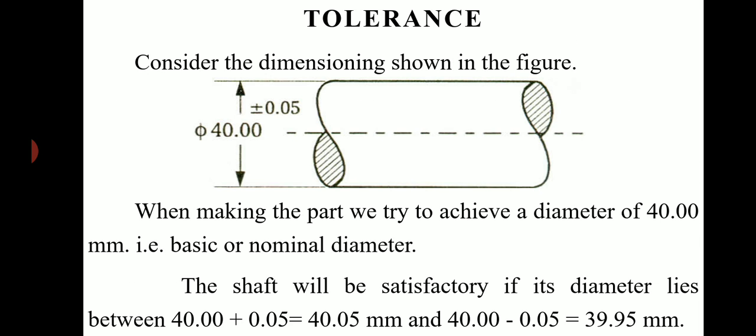Tolerance. Consider the dimensioning shown in the figure. A shaft having a diameter of 40 plus or minus 0.05 mm. When making the part, we try to achieve a diameter of 40 mm, that is the basic or nominal diameter. The shaft will be satisfactory if its diameter lies between 40 plus 0.05, that is 40.05 mm, and 40 minus 0.05, that is 39.95 mm.